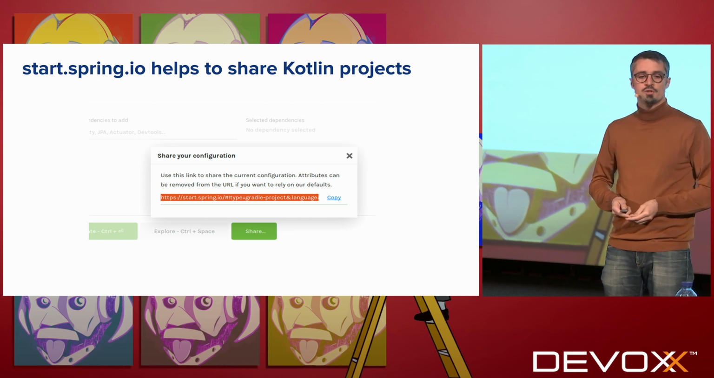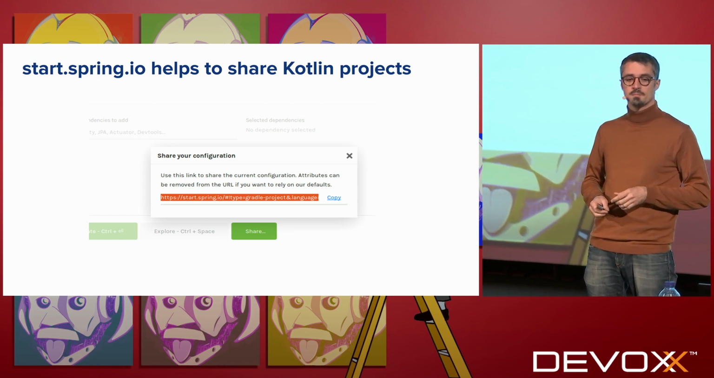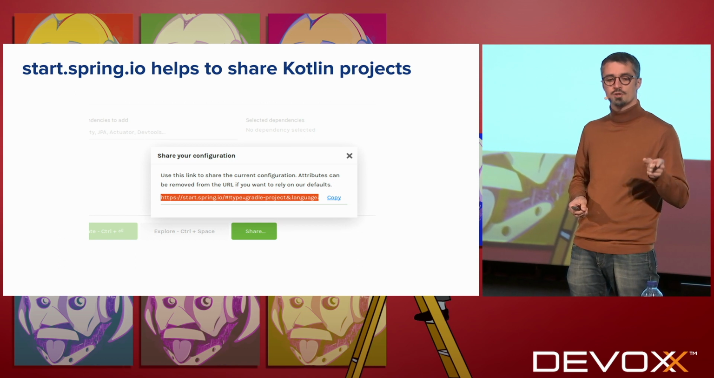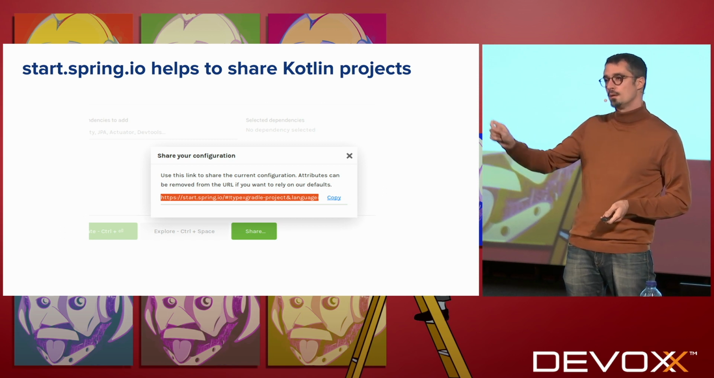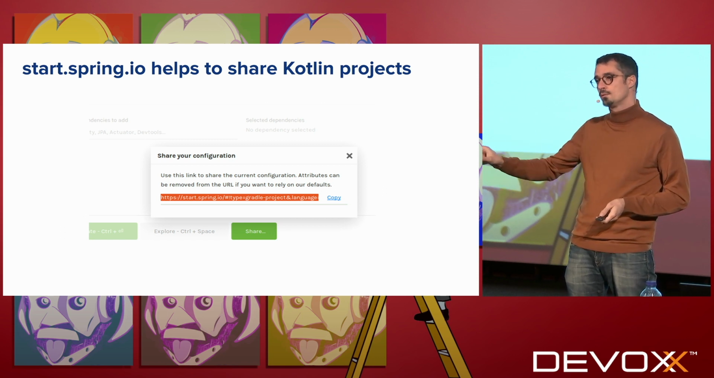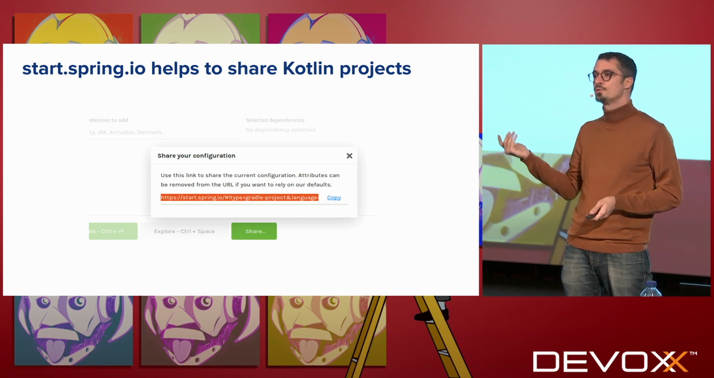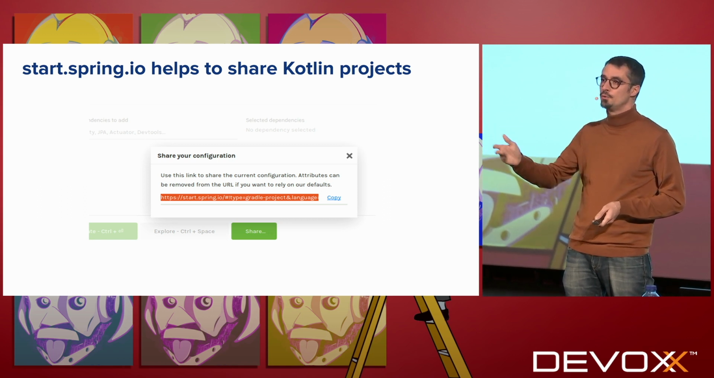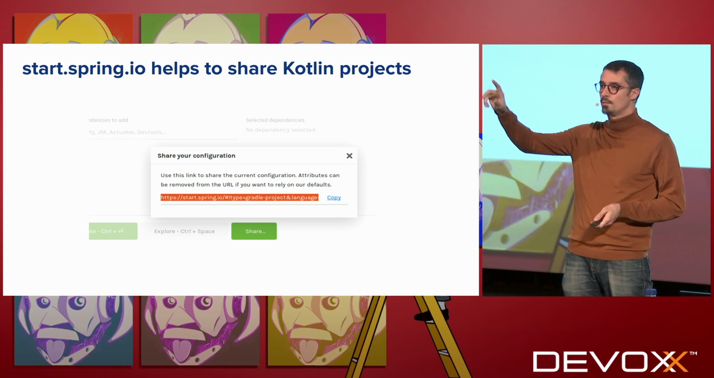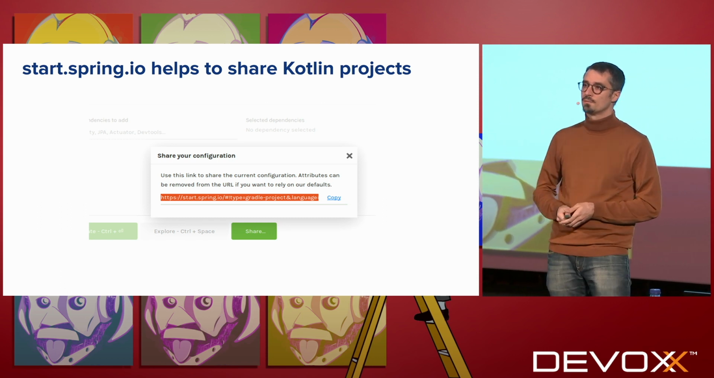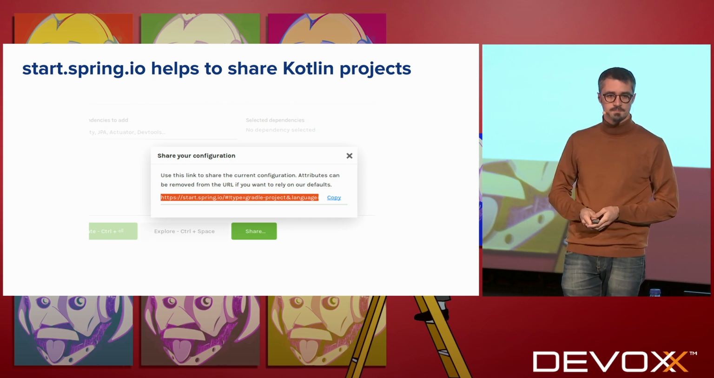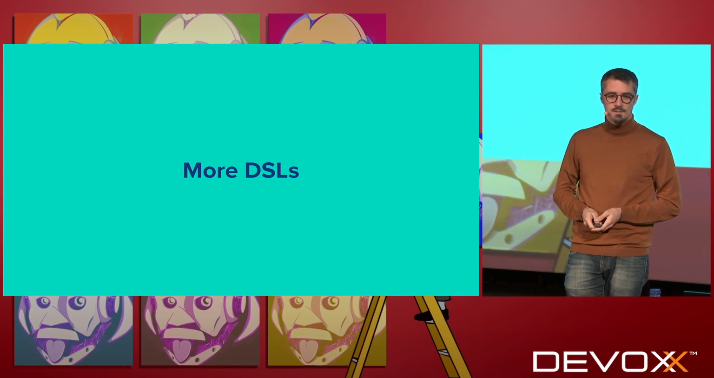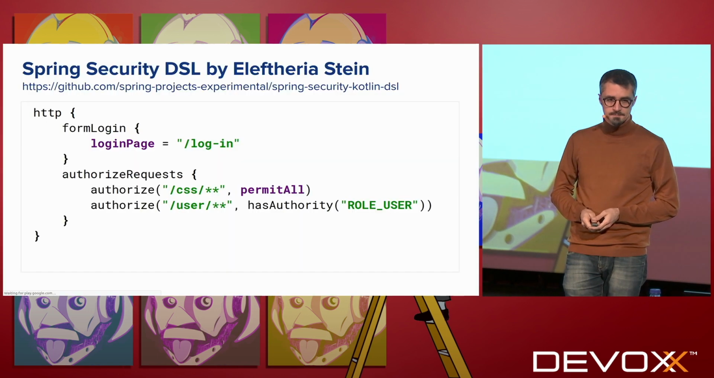Start.spring.io also helps you share a Kotlin project because you have a new share button that allows you to share a customized configuration. So you go to start.spring.io, you select Gradle, Kotlin, every kind of dependency, and you can get a customized URL that will bring you or other people to this customized start.spring.io configuration. You will also have the form filled with what you selected.